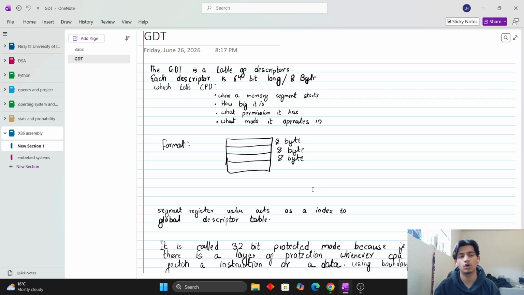So we need some kind of protection. For that, we will jump to protected mode, that is 32-bit mode. But before going to protected mode, we need to implement the global descriptor table in real mode and then enable the protected mode flag in the CR0 control register. So we will see how we can implement the global descriptor table in today's video.